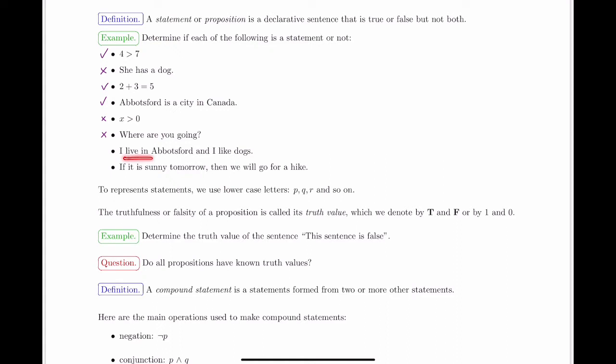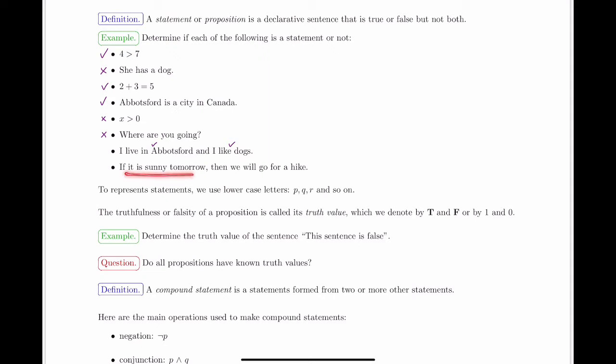I live in Abbotsford and I like dogs. Well, it's a declarative sentence, but we actually notice that it's composed of 2 parts. The fact that I live in Abbotsford and the fact that I like dogs. Each one of these separately is a declarative sentence that is true or false. So this is a proposition and this is a proposition, but we don't quite know yet how to deal with the fact that it's kind of like 2 propositions glued together. This connection and is something we're going to have to discuss in a little bit more detail.